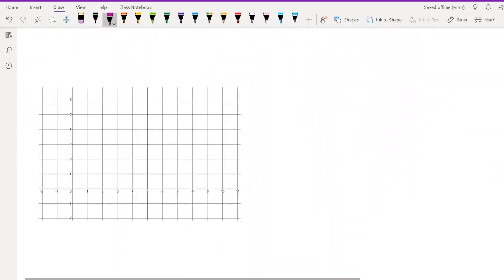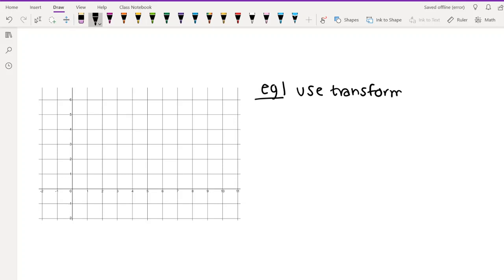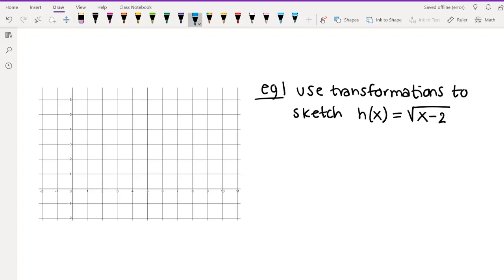Okay, so let's do another one. In this case, we're again going to use transformations to sketch h of x is equal to the square root of x minus 2. So the first question is, what is the basic graph that this one is a transformation of? We see that there's a square root, and so the graph that we want to compare this to is f of x is equal to the square root of x.